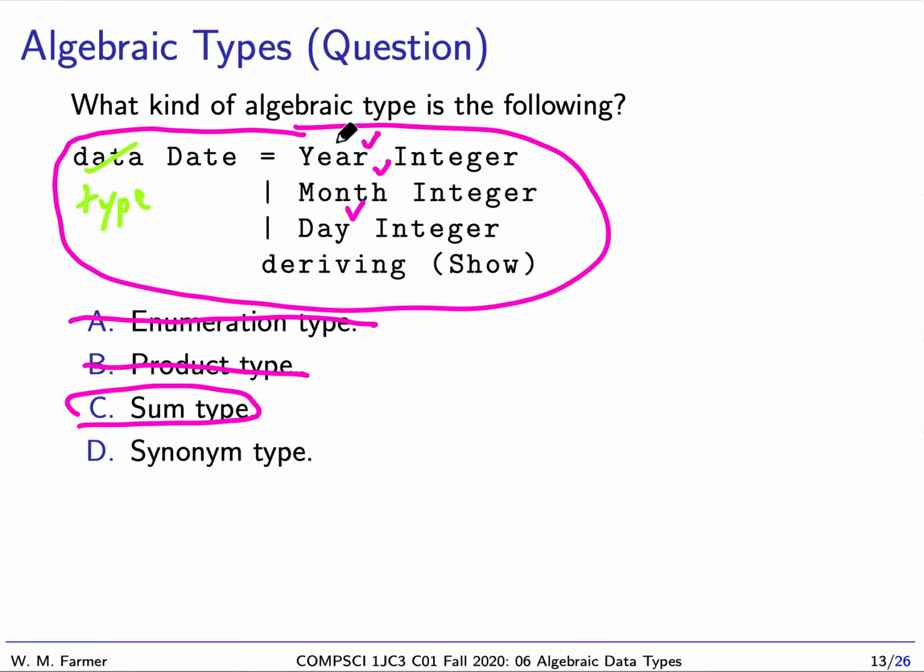And what would be here would have to be an existing type. So it's definitely not a synonym type.